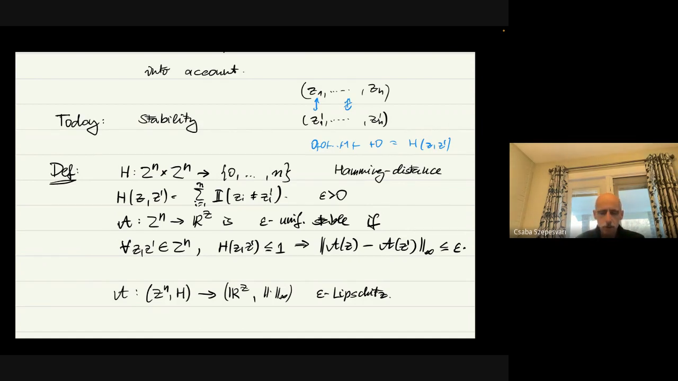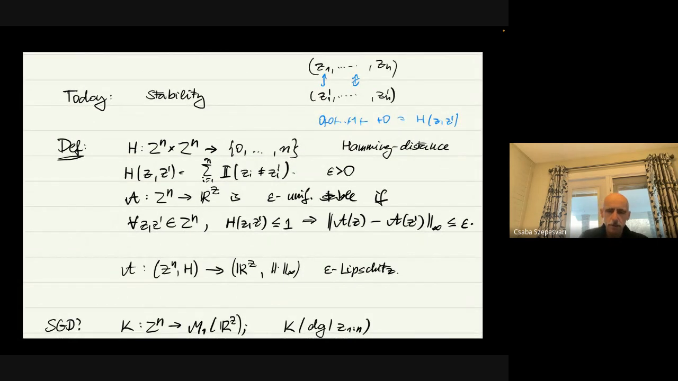And so we're going to call an algorithm that maps n-tuples over the set Z to functions epsilon uniformly stable. That's what we are defining. If for any two n-tuples which are within a Hamming distance of 1 of each other, so they only differ in one position, first, second, nth, it doesn't matter, then the algorithm doesn't change much its output.